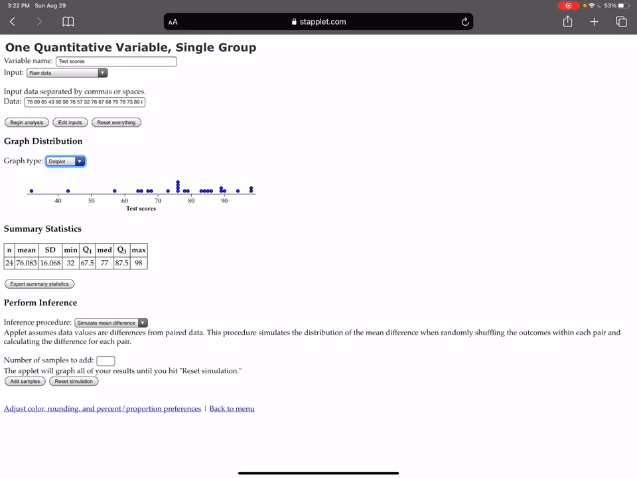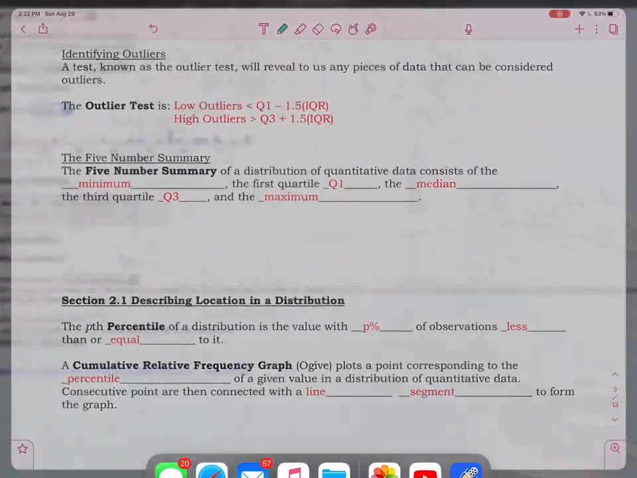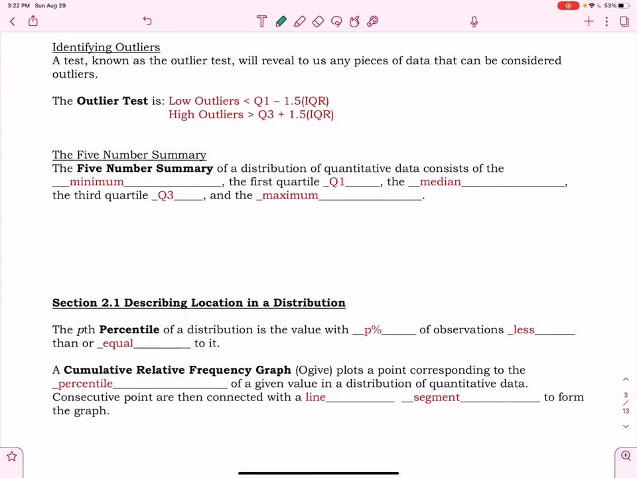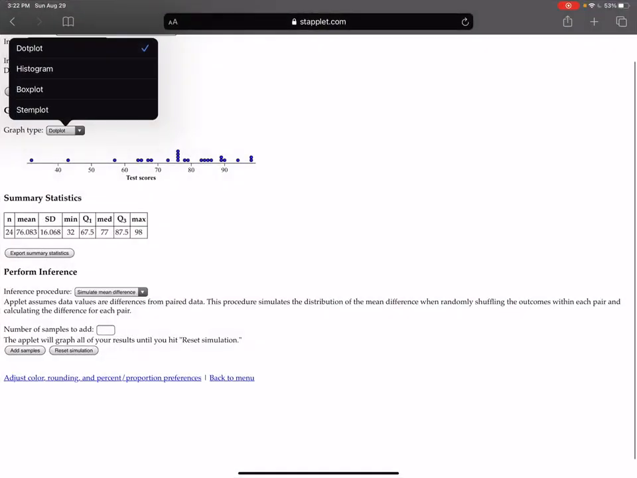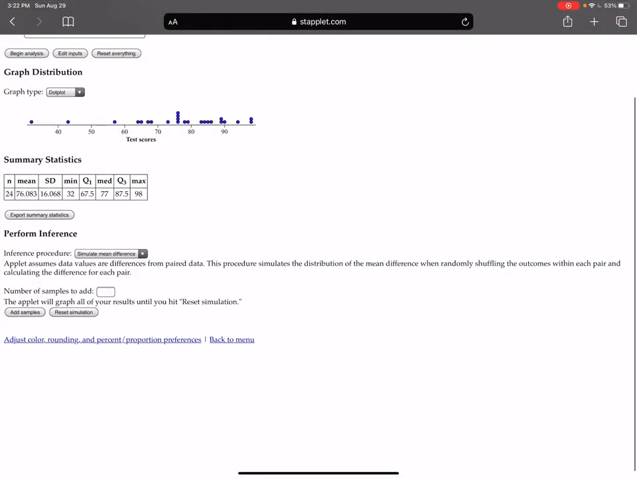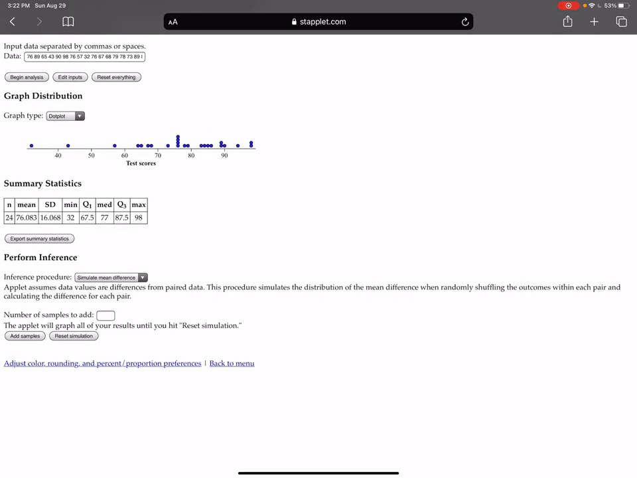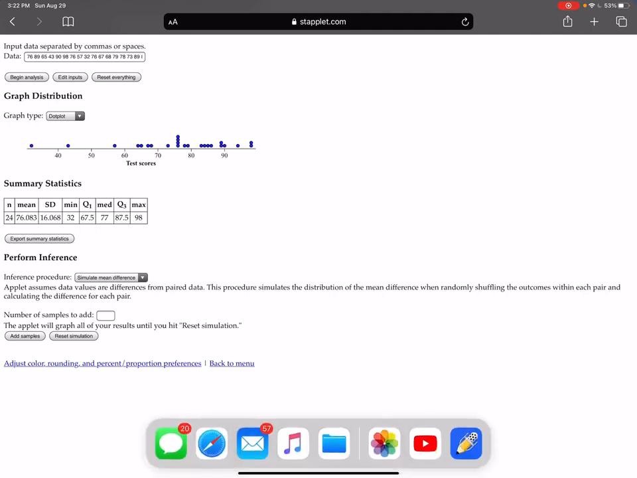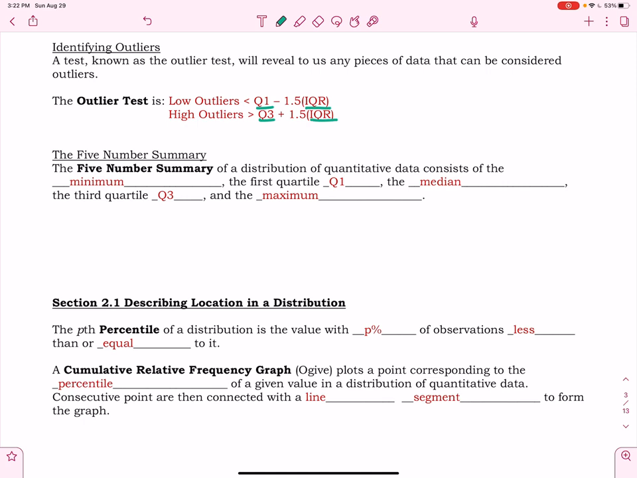But you'll notice I really can't just guess at that. I can look at it and say it looks like it might be an outlier, but if I want to know for sure, I've got to run the outlier test. And what do I need to run the outlier test? Well, if you'll notice over here in our notes, we need to know Q1 and Q3, because if we know those, we can find the IQR. So let's go back to our data and notice this little table down here of our summary statistics, and we do have Q1, it's 67.5, and we have Q3, it's 87.5. So I'm going to go back to my notes and I'm going to calculate the outlier test.